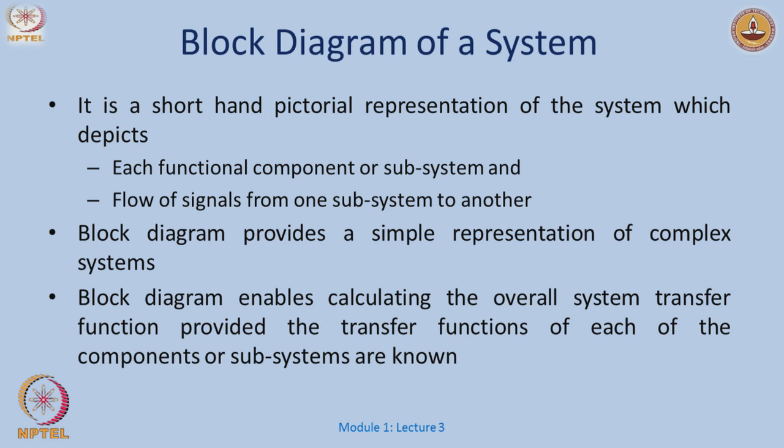By definition, it is just a shorthand pictorial representation of a system which depicts each of the system subcomponents, and how signals flow within components or from one subcomponent to the other. This block diagram gives me an easier representation of these kinds of systems. There could be multiple systems connected to each other and interacting with each other, and we will see how having this kind of representation gives us easier methods to find the overall transfer function of the system, given that I know the transfer functions of the individual components or subsystems.